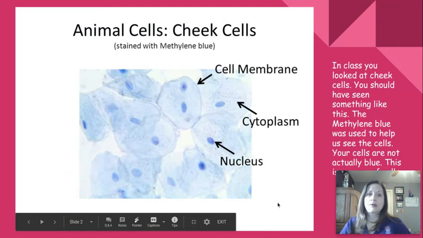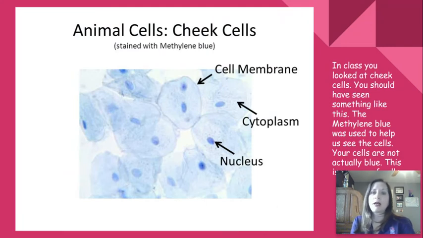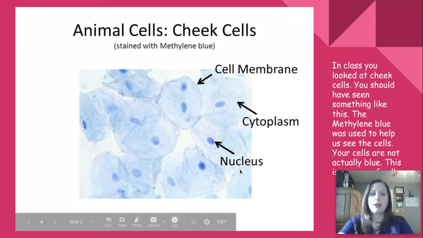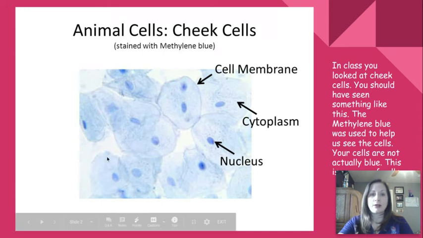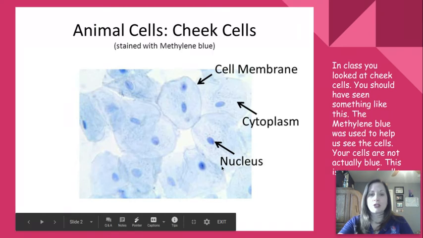So on this slide, you see animal cells, cheek cells. So this is like what we did in class. So if you notice, you're going to see a lot of cells here, and this is what we call a group of cells. We have multiple cells here overlapping each other.